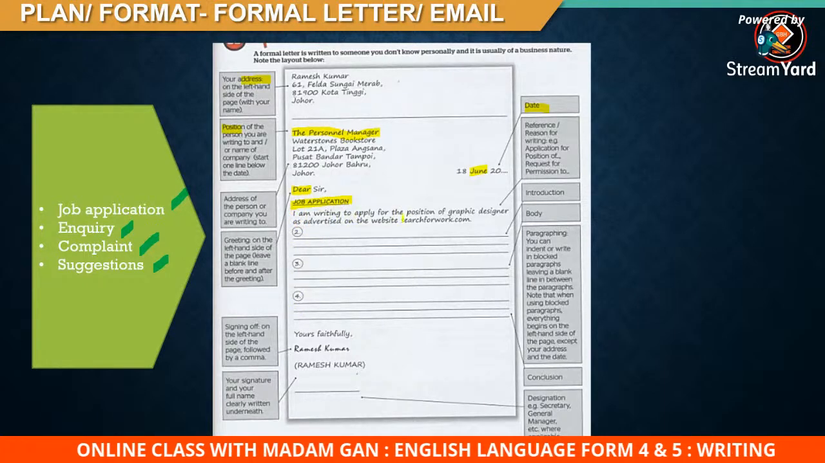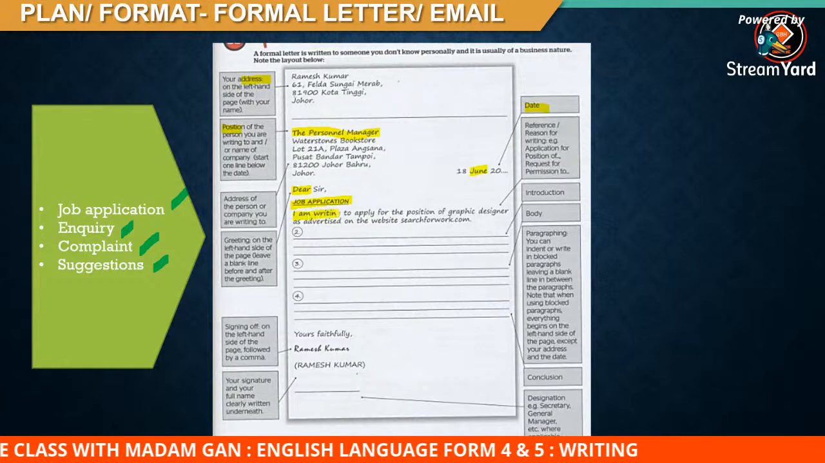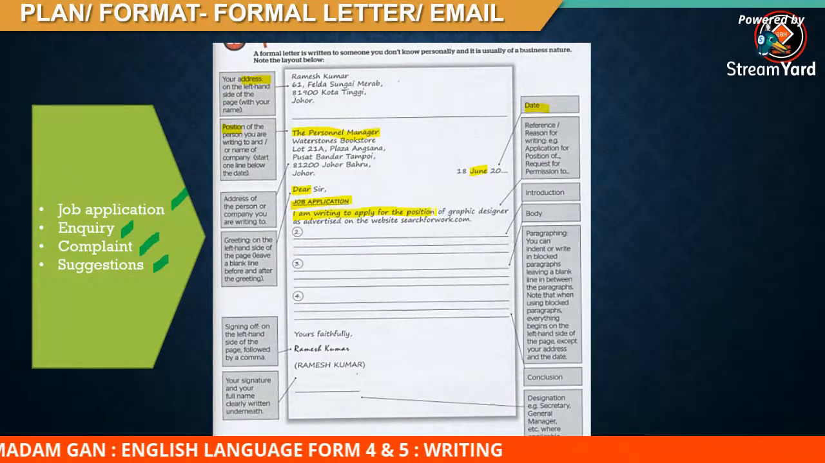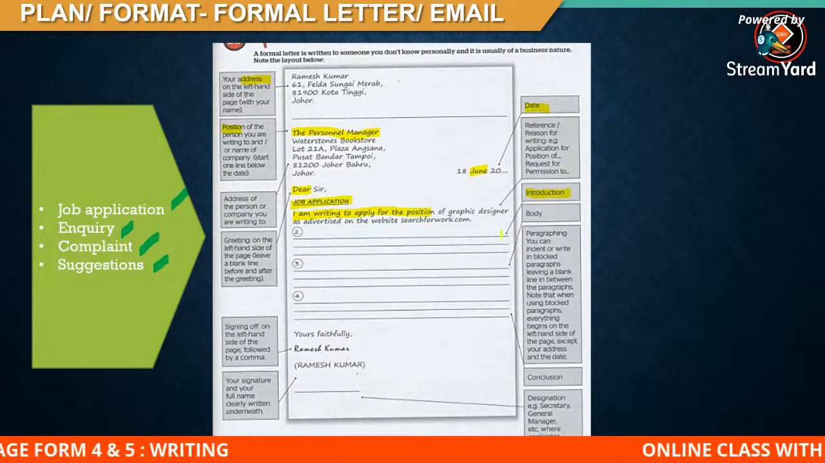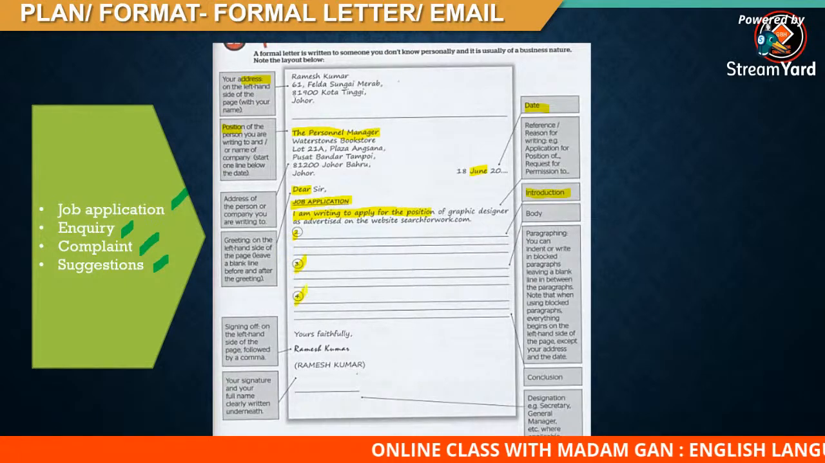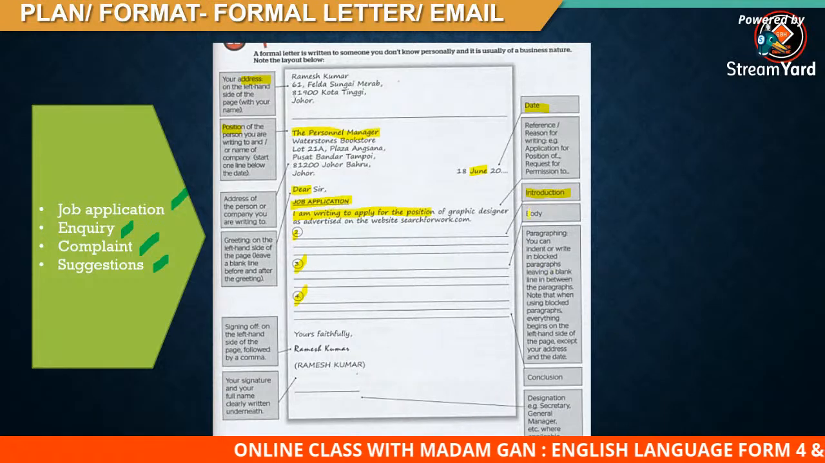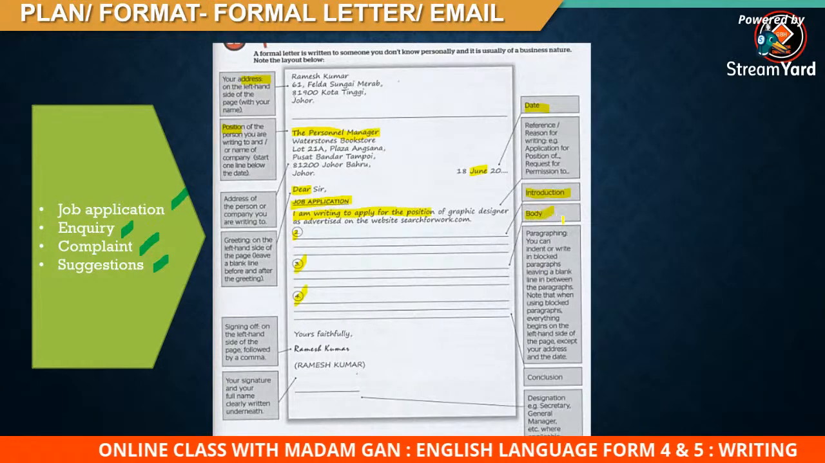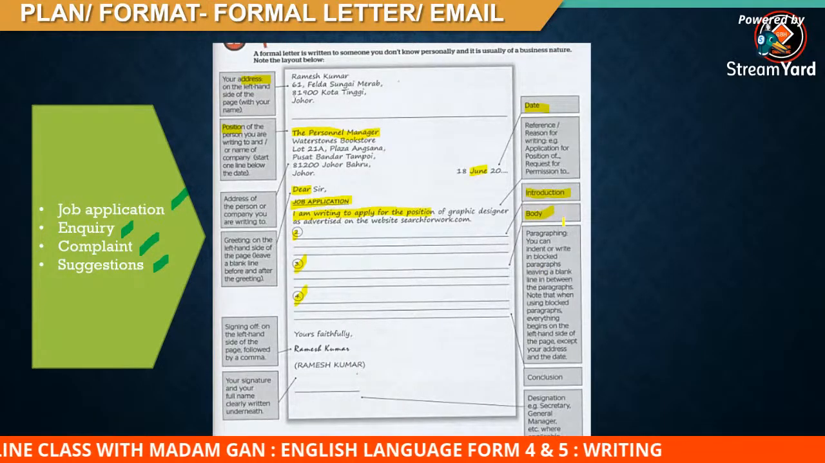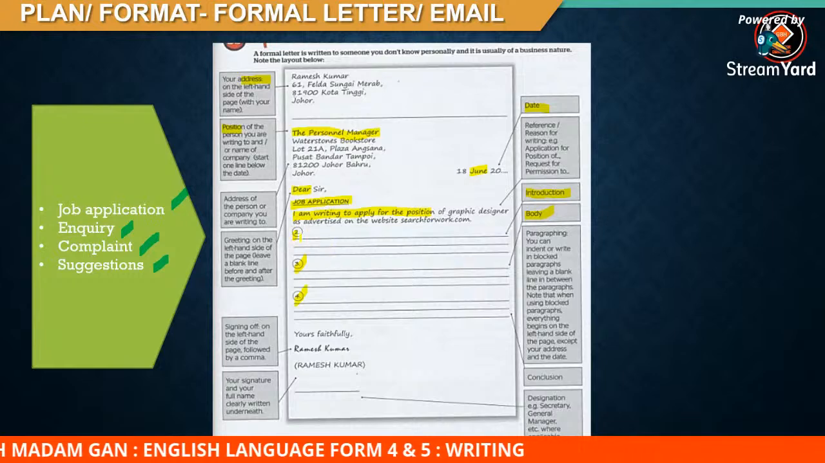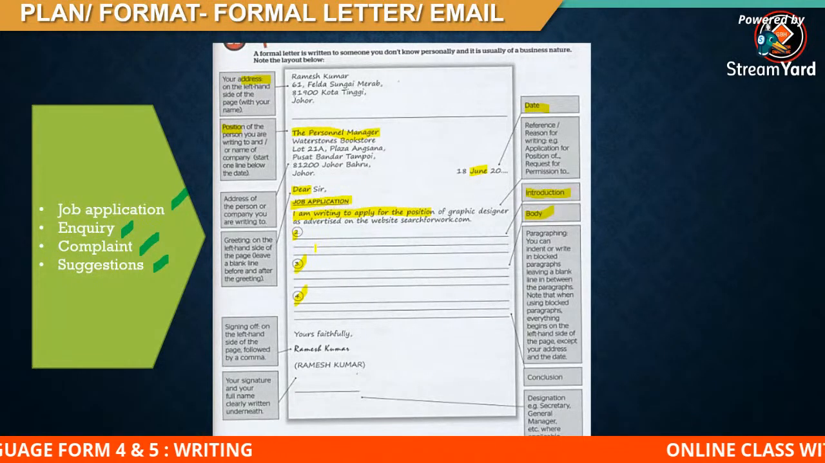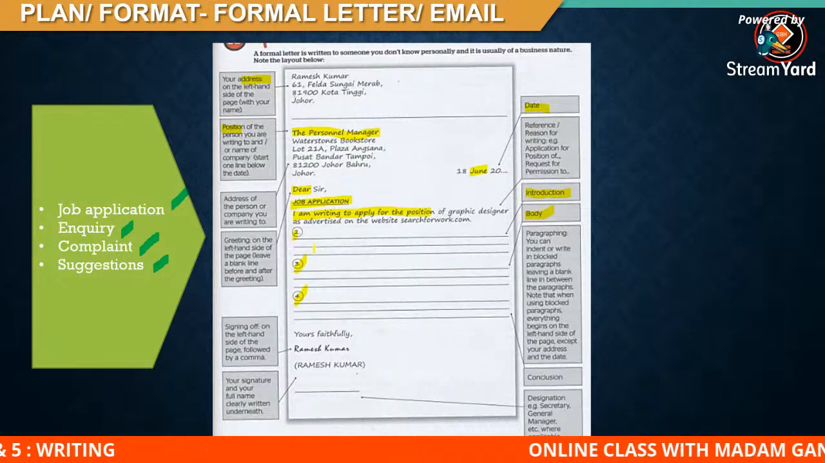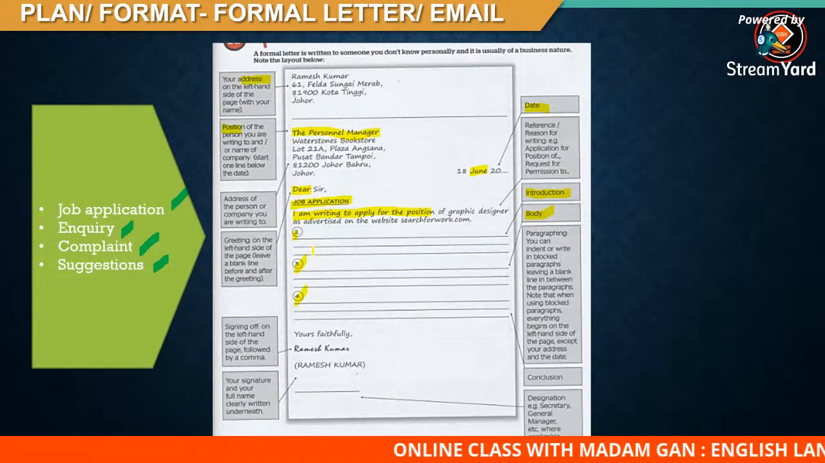I'm writing to apply. So this is the purpose of the letter. You have to mention here why you're writing. So this is called the introduction. And then we have paragraph 2, 3, and 4. So these are called the body or the contents of the letter. So here you have to explain or elaborate the contents, or you have to answer the WH questions.